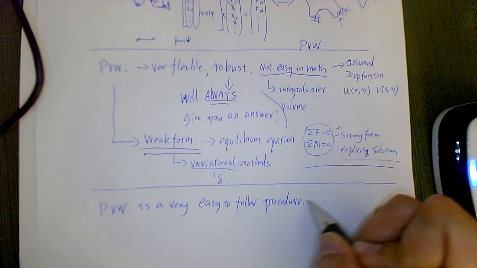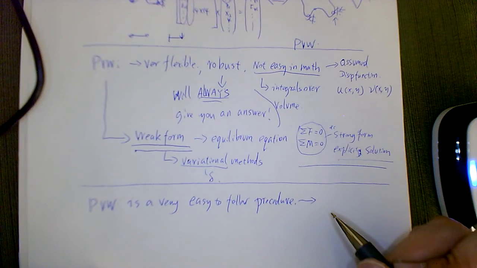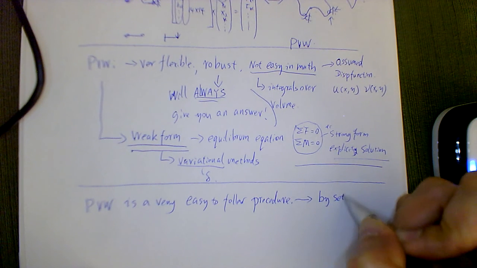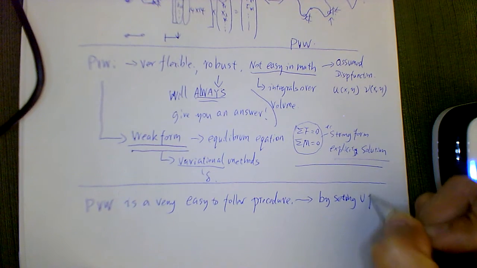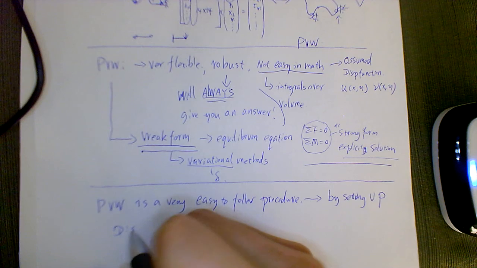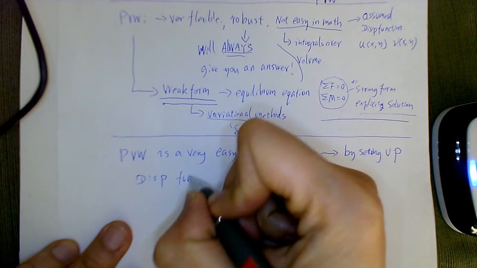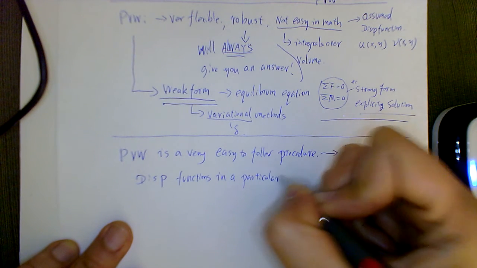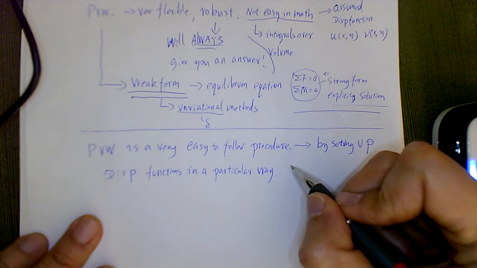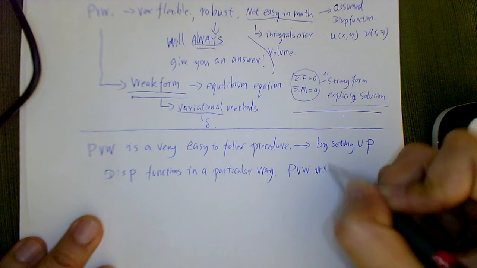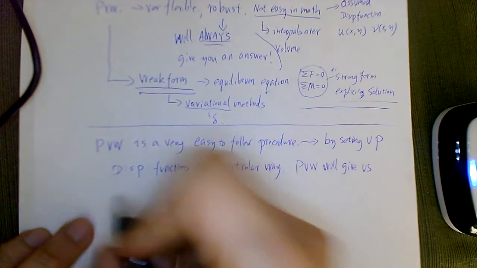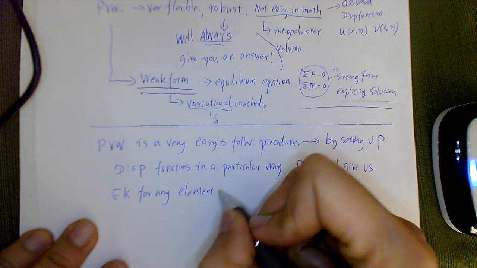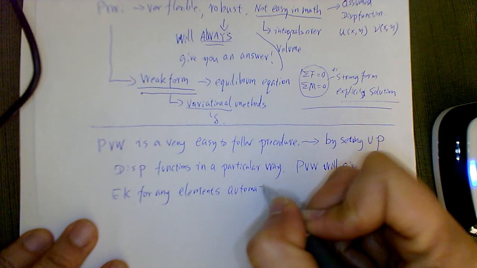We're going to show you in the next segment of this class, which will contain probably 5 or 6 lectures, that by setting up the displacement functions in a particular way, the principle of virtual work will give us EK for any element automatically.